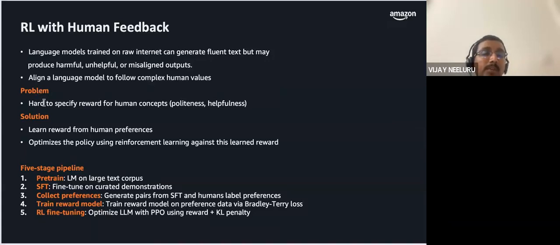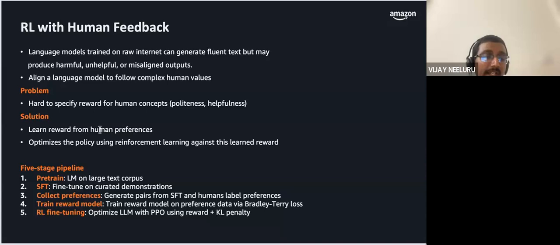So let's discuss what the problem is. Specifying human concepts like politeness and helpfulness is very hard. Defining a reward function for politeness and helpfulness is intractable. So the solution is to learn the reward from human preferences. Humans can easily compare two outputs and say which is better, even if they can't write an explicit formula. So RLHF bridges this gap: learn what humans prefer from comparisons and then optimize for it.